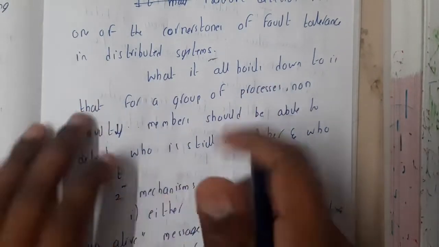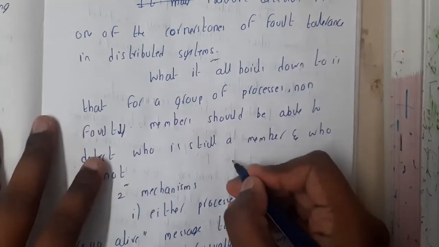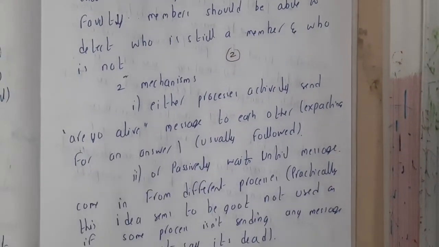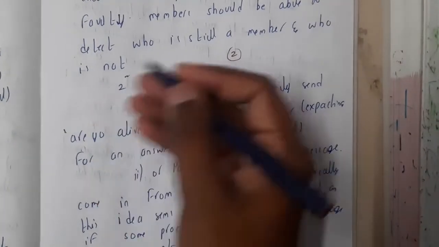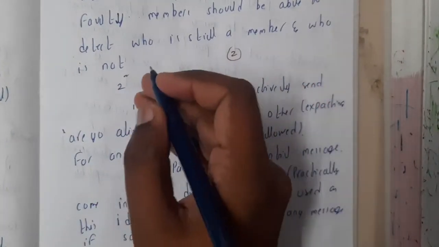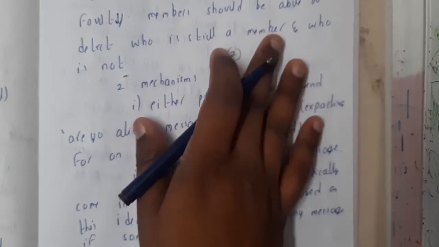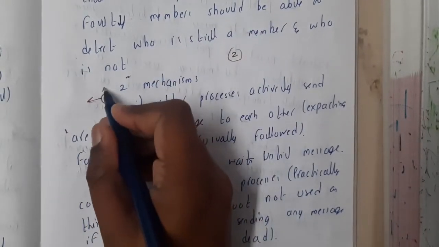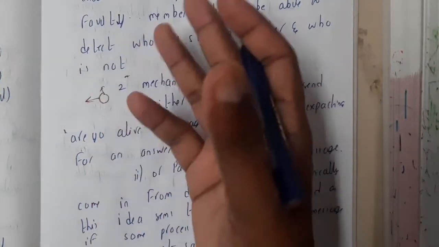That is the reason why we use some mechanisms. Here there are two popular mechanisms. In the first mechanism, instead of an administrator, the processes take care of everything. The processes send messages to each other, asking: are you alive, are you alive, are you alive?